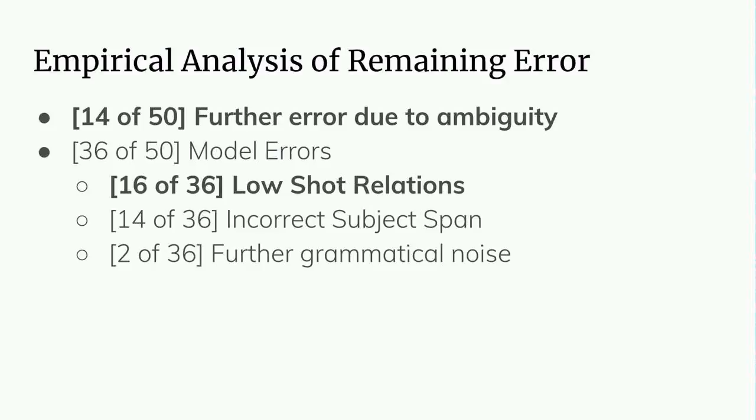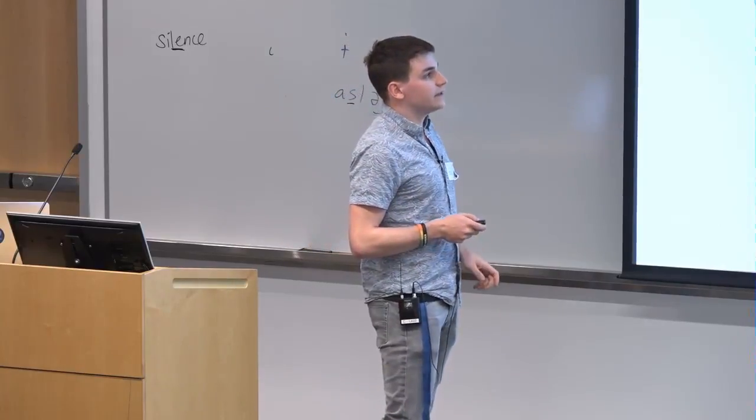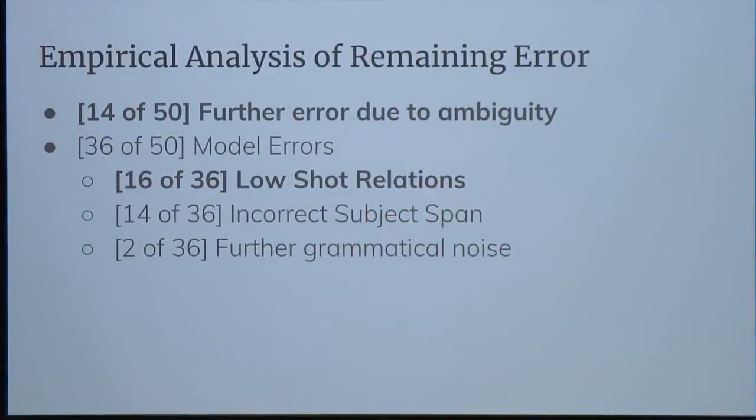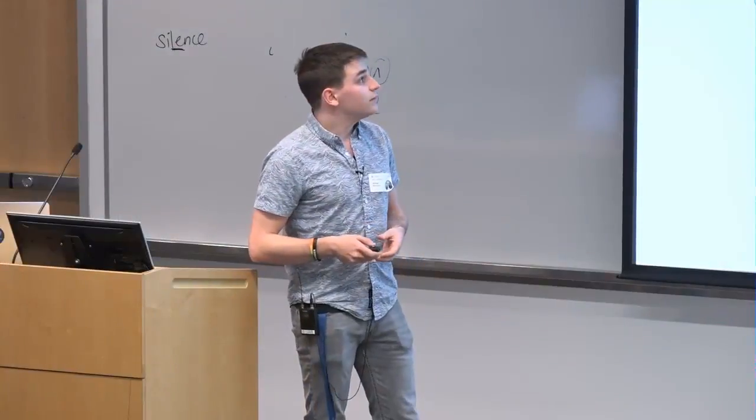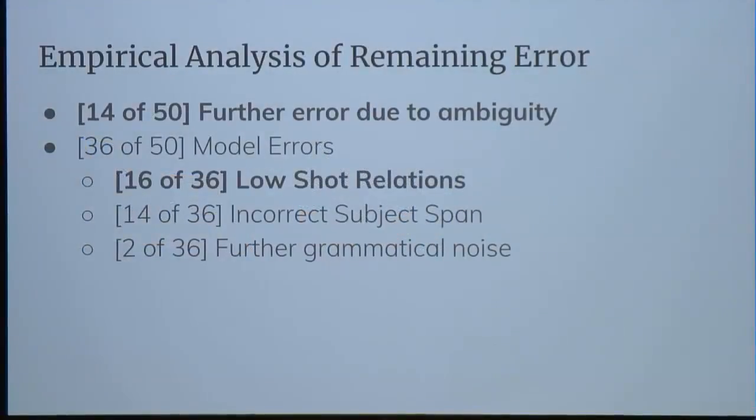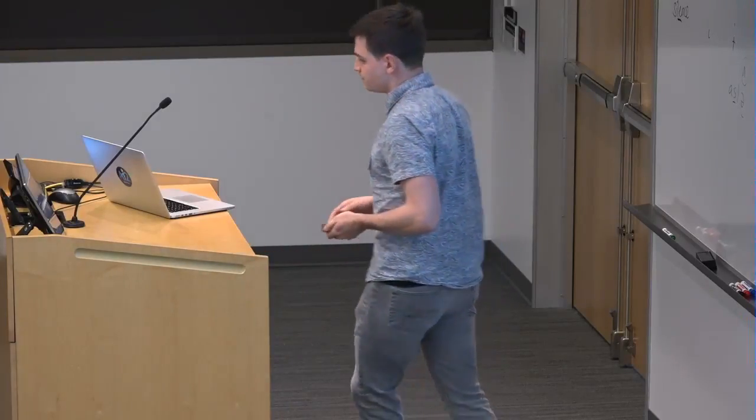So our initial analysis was very static. If there are any small changes in the sentence, this didn't catch that ambiguity. So empirical analysis showed that our upper bound is actually loose due to this further ambiguity. And we find that in real model errors, most of the work left on this data set is in low-shot relations, where we have less than 10 examples.